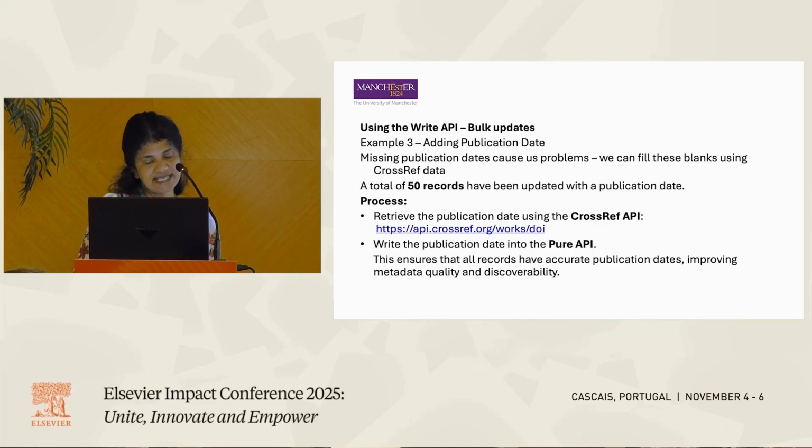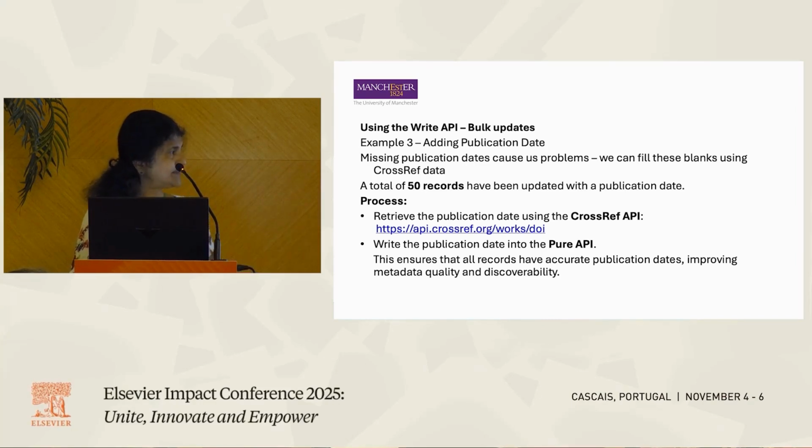So this is the third example: missing publication dates, and updating them. These missing publication dates can cause a problem, so what we use is the CrossRef data to fill in the gaps. We updated around 50 records.